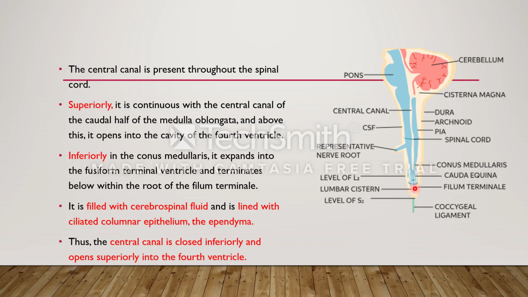See here, there will be one fusiform terminal ventricle which will be terminating in the filum terminale. It is filled with cerebrospinal fluid and it is lined by ciliated columnar epithelium which is named as ependyma. Thus the central canal is closed inferiorly because it is ending in the terminal ventricle, but it is open superiorly because it is continuous with the fourth ventricle.